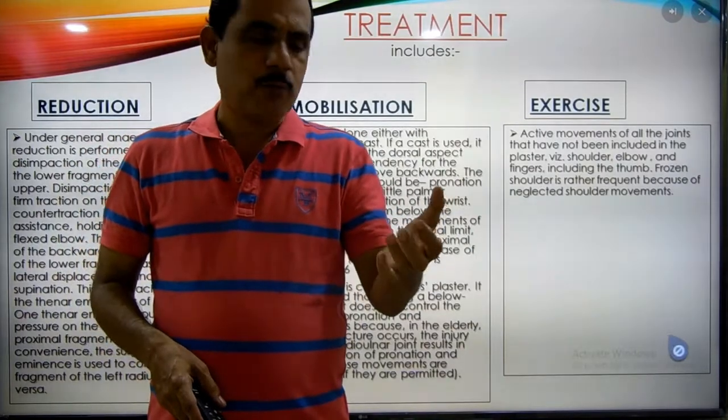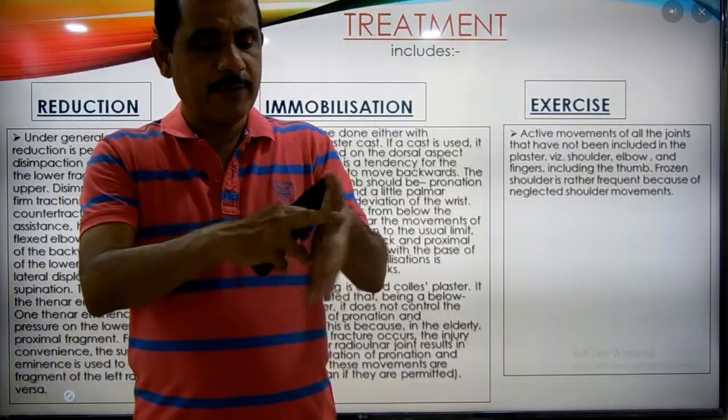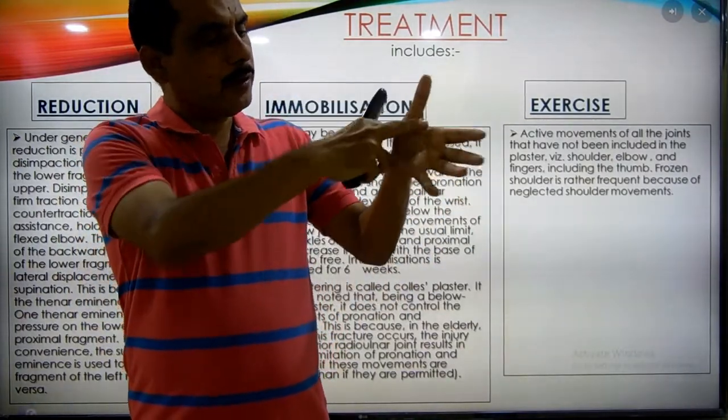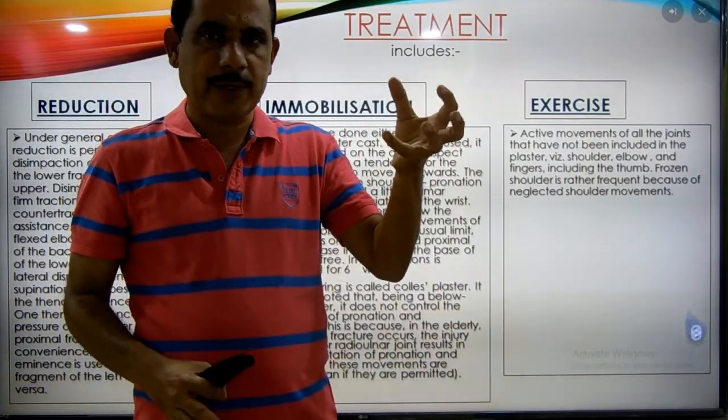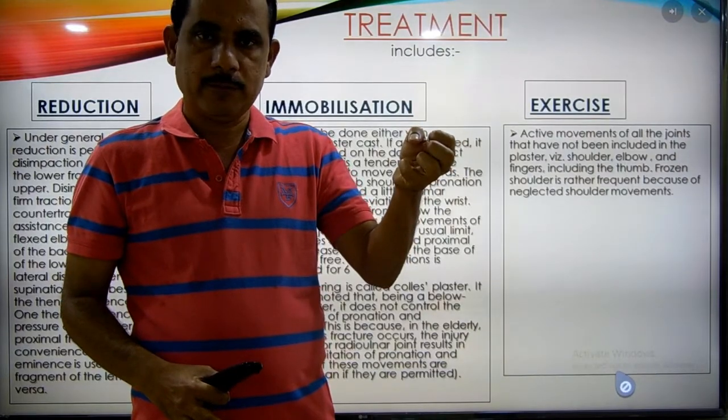So fingers can be moved, thumb can be moved because the plaster is applied where? Around the thumb and up to here. The fingers, all the fingers, including thumb, are free from plaster. So the patient can perform the movements here.